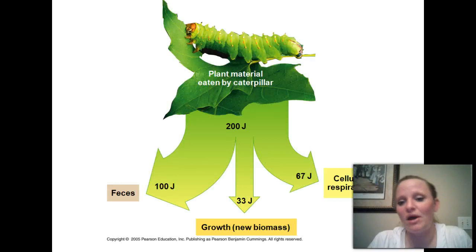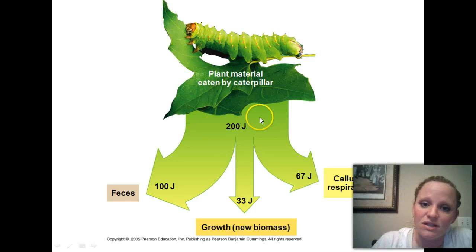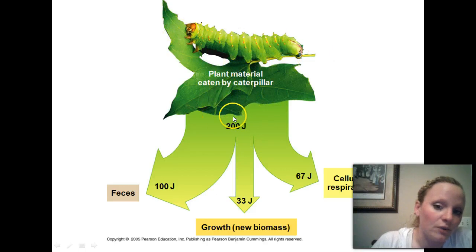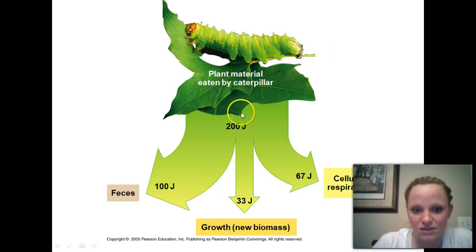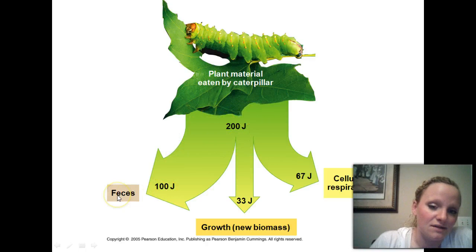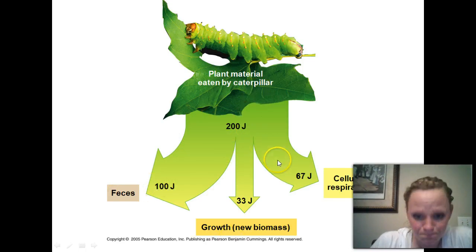Now, how do we look at biomass in the way that an animal actually sustains life when it's taken in some materials? This is our nice little caterpillar here. Of the 200 joules of energy that he's getting, or we could say calories if that makes more sense to you, 100 of them are going to exit as feces. So they'll go straight through his body through digestion.